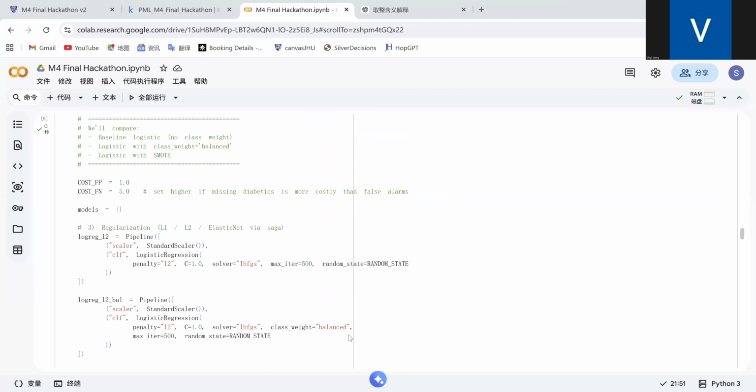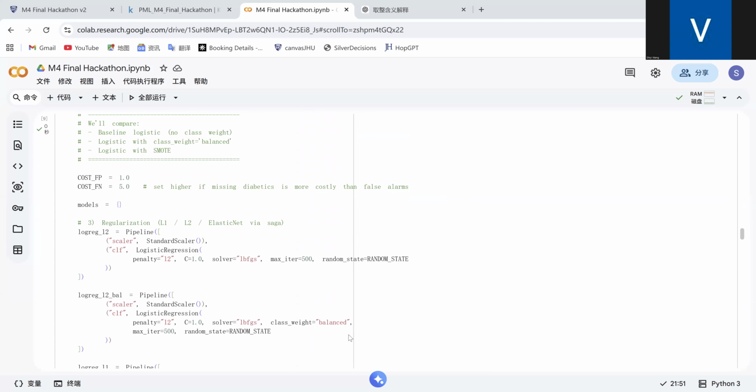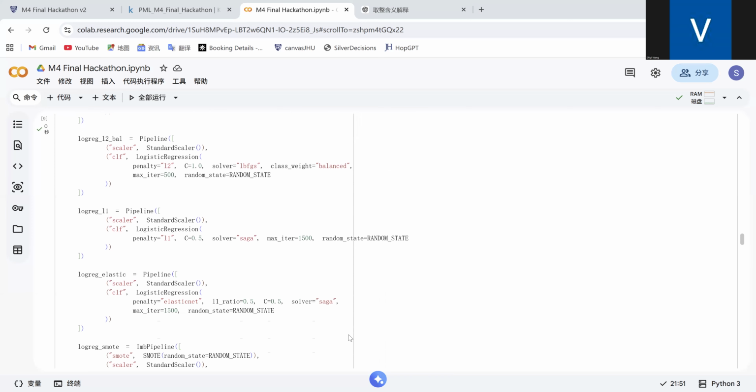For modeling, I followed a progressive strategy. I started with logistic regression using L2, L1, and elastic net regularization. These models provide a strong and interpretable baseline while controlling overfitting.